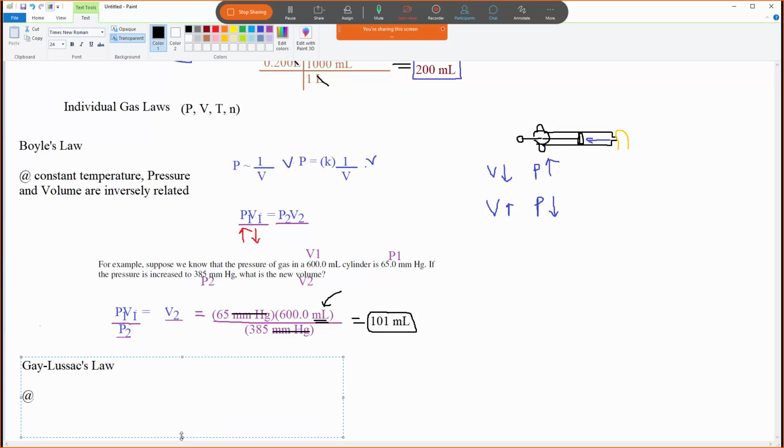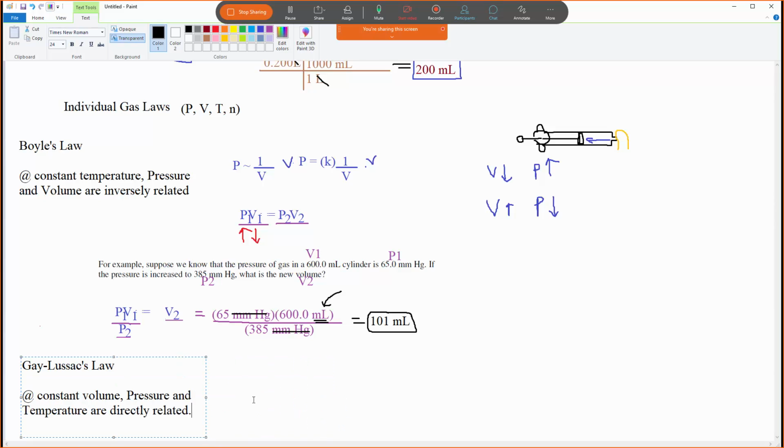But this is named after the French chemist Joseph-Louis Gay-Lussac, who studied the relationship between pressure and temperature. And so he discovered that for a sample of gas at a constant volume, pressure and temperature are directly related.